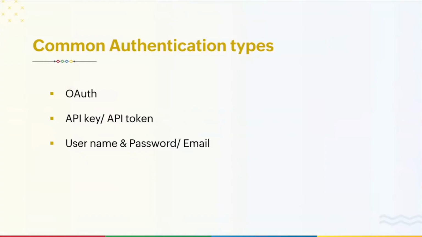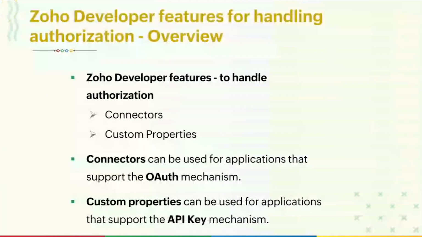While different applications that you would want to connect Zoho CRM with would support different authentication mechanisms, the Zoho CRM developer platform allows you to connect and handle authorization for these applications by providing two major features, namely connectors and custom properties. So these features can be used to connect with third-party apps based on the authentication mechanism supported by the third-party app.